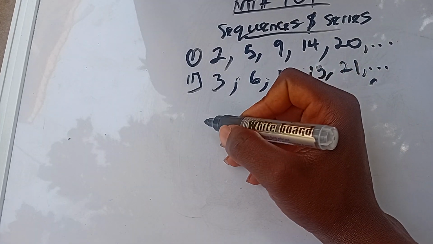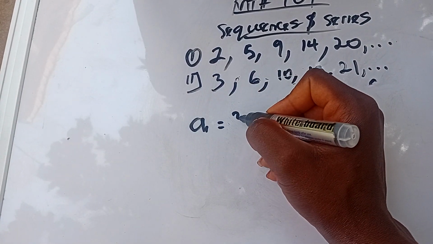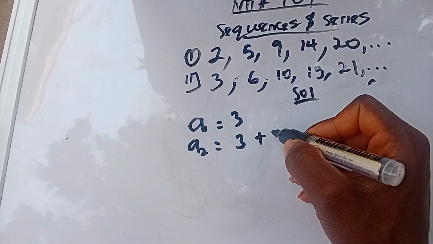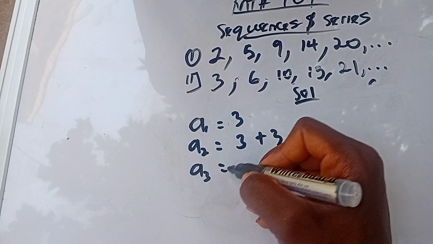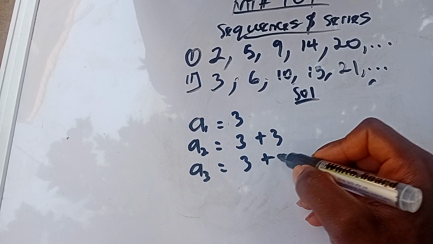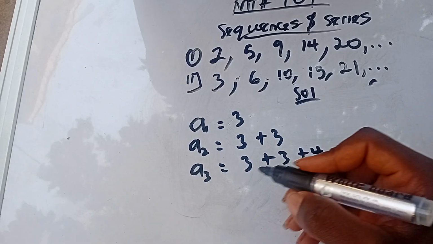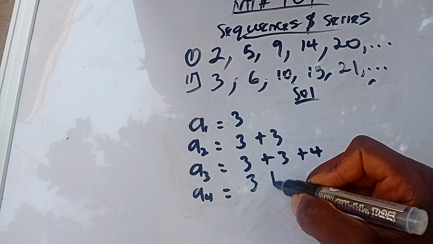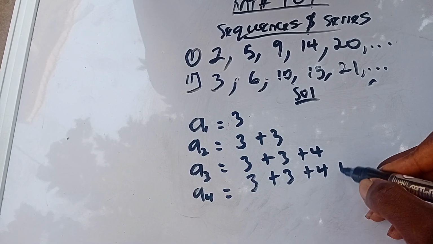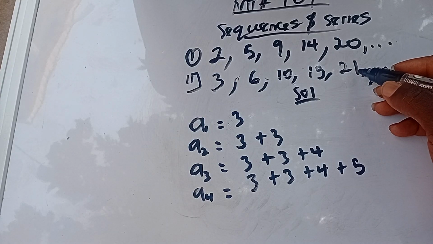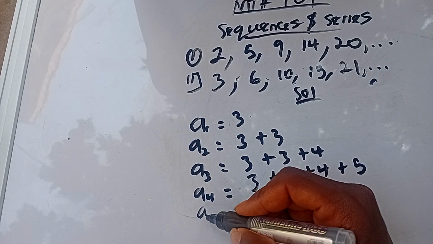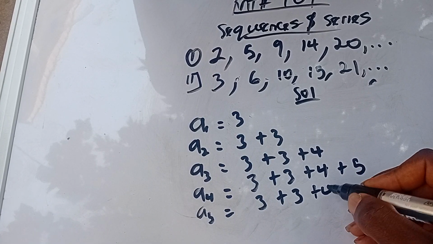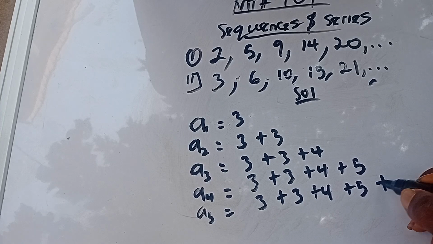Now, the second question, we have our A1 equals 3. Our A2 equals 6, which can be written as 3 plus 3. Our A3 equals 10, which can be written as 3 plus 3 plus 4. Our A4 equals 15, which can be written as 3 plus 3 plus 4 plus 5. Our A5 is 21, which can be written as A5 equals 3 plus 3 plus 4 plus 5 plus 6.